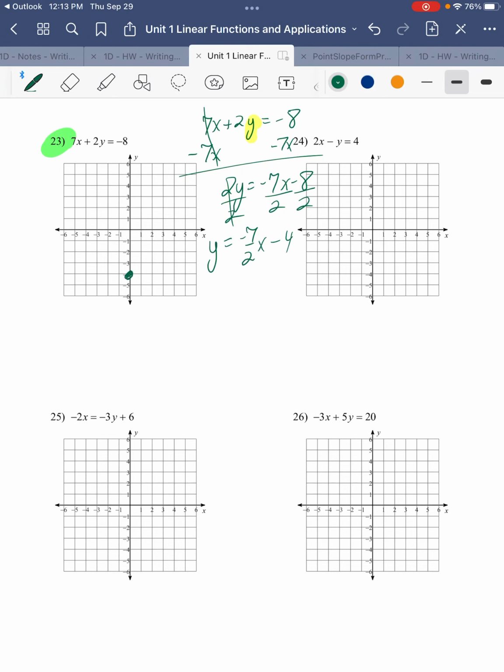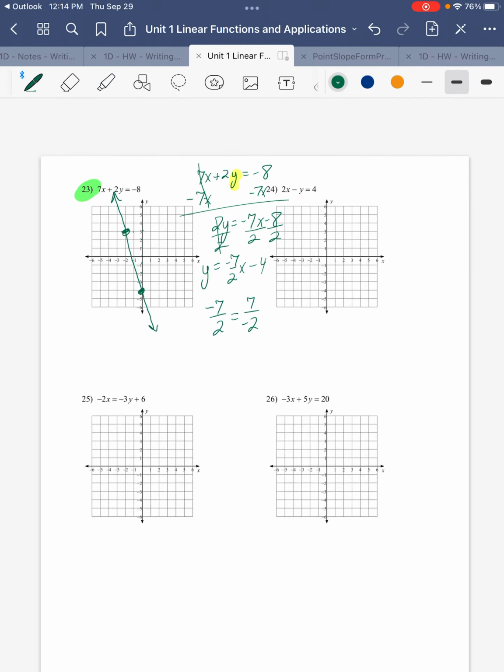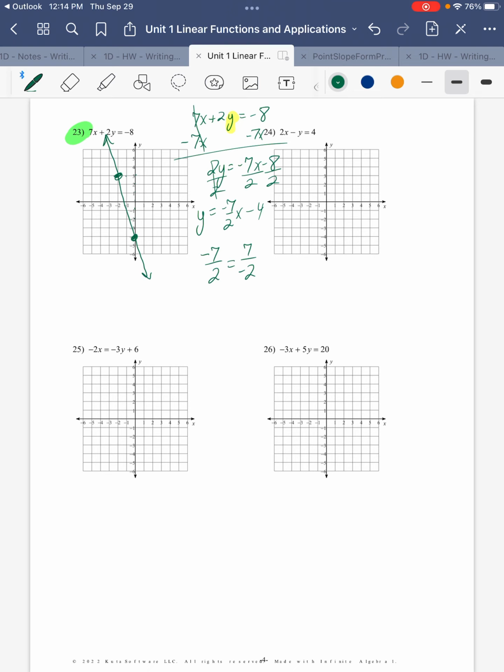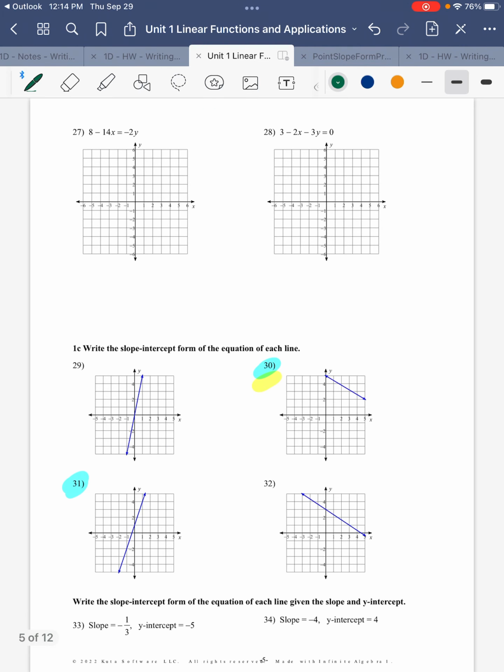I have my y-intercept of negative 4. Instead of going down 7, since that's off the graph, and to the right 2, I'm going to go up 7 and left 2. So up 7, 1, 2, 3, 4, 5, 6, 7, and left 2. And there are my 2 points. That's all I really truly need. And there's my graph. So there's slope-intercept and standard form.